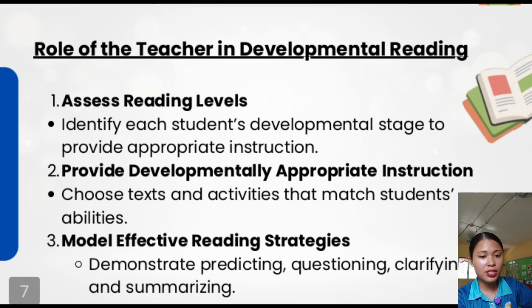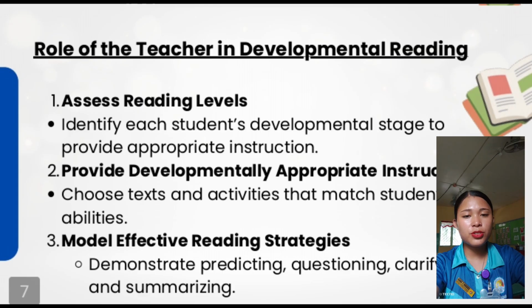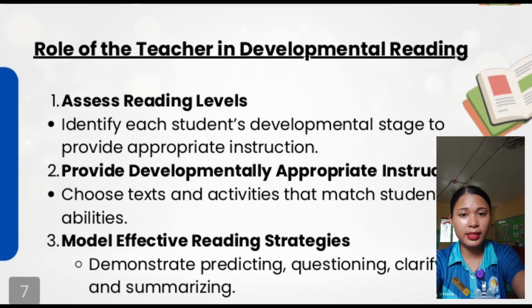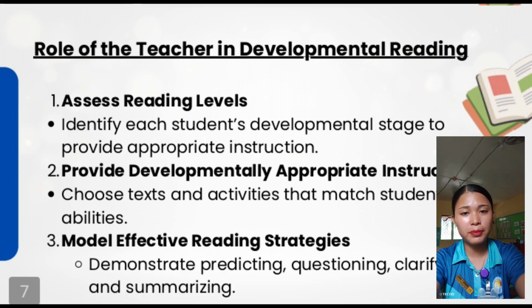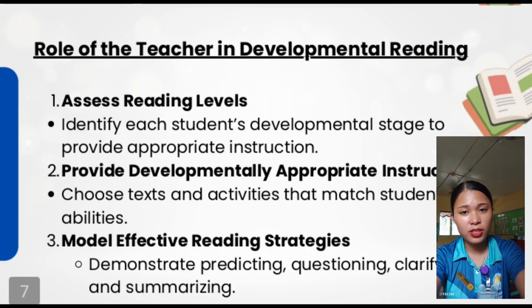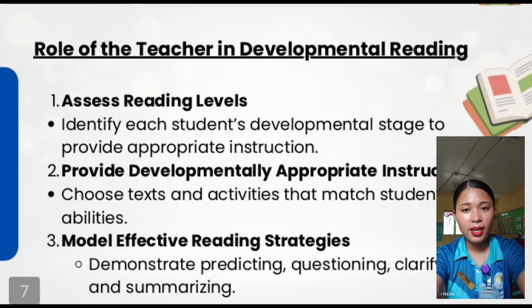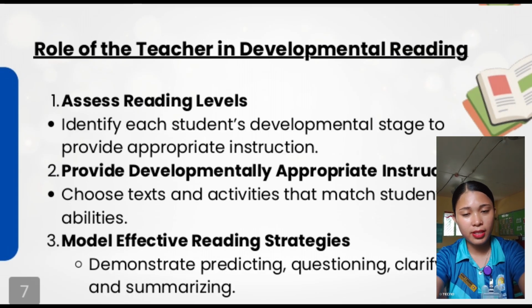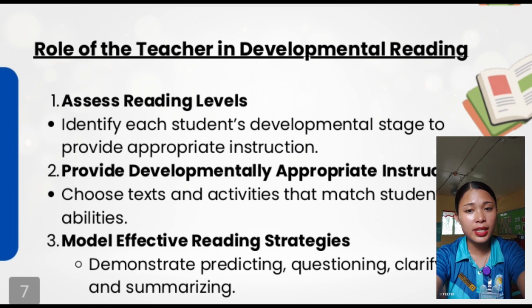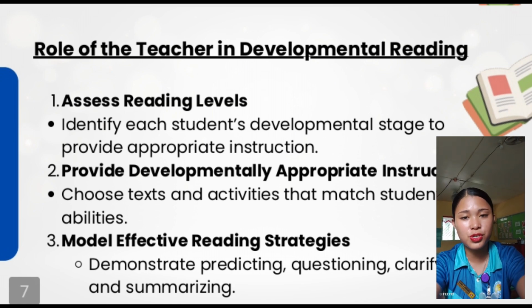Let's now proceed to model effective reading strategies. Demonstrate predicting, questioning, clarifying, and summarizing. Teachers demonstrate how to read and think about text. This includes strategies such as predicting what might happen next, questioning the text to check understanding, clarifying confusing parts, and summarizing the story after reading. By modeling these strategies, students learn how skilled readers approach a text.